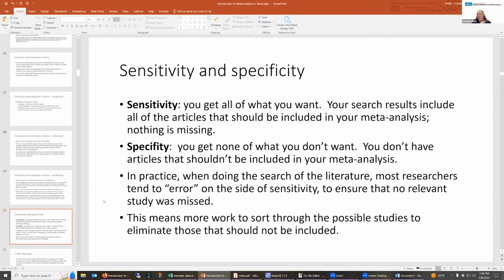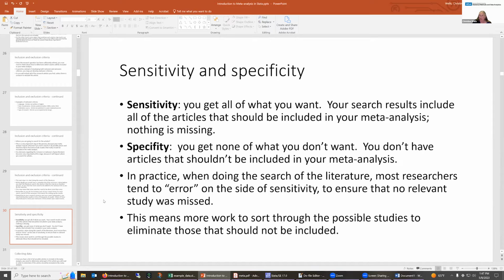Specificity says you get none of what you don't want, which means that your results, when you search these databases, don't include articles that shouldn't be included in your meta-analysis. Now, it should be immediately obvious to everyone that you are not going to search the database and have perfect sensitivity and perfect specificity. That's not going to happen. That's not in the realm of reality. So one of them has to give.